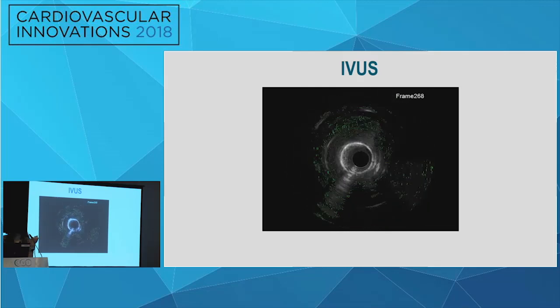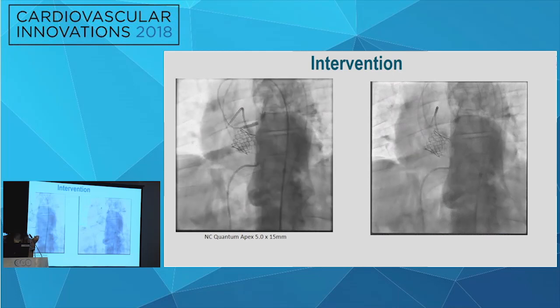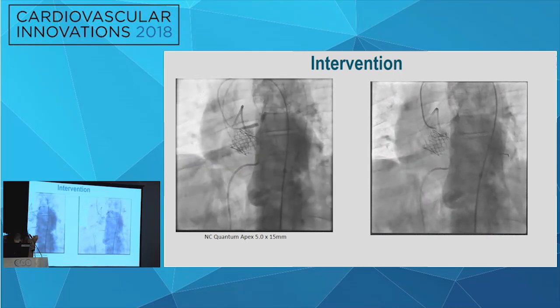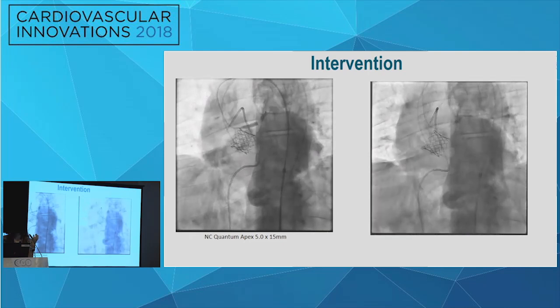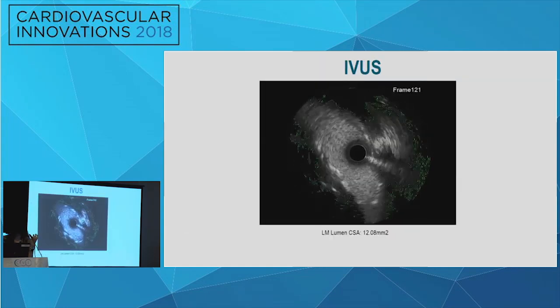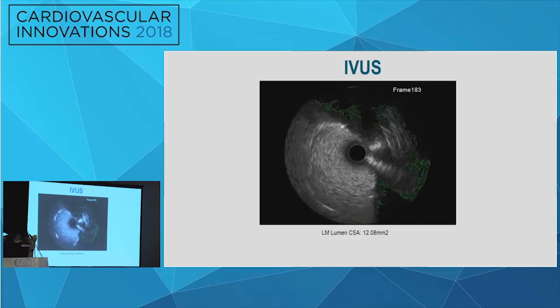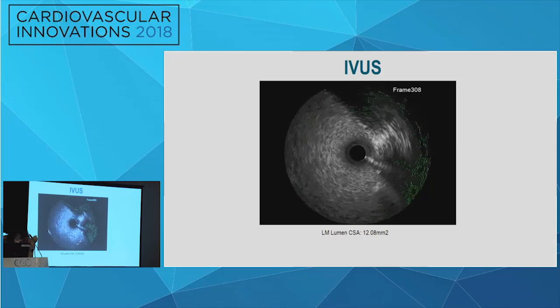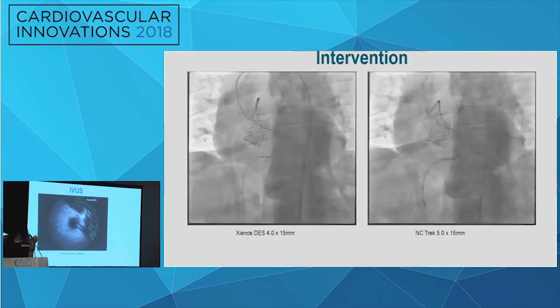So we went ahead and post-dilated with a 5x15 NC Quantum. And we still were not satisfied. So at this point, we had a discussion and decided that we need a second stent. But before that, this is the IVUS run. The cross-sectional area was good, but there's still some compression from that tissue.